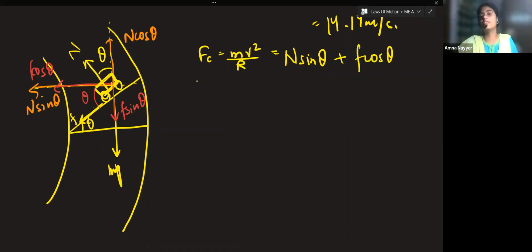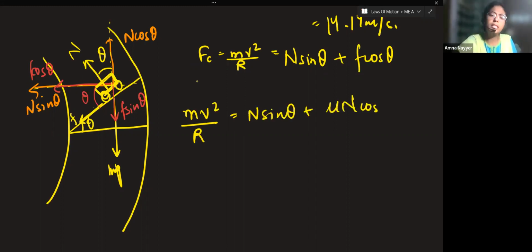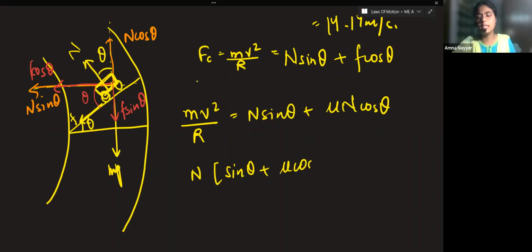And this frictional force can be written as mu n only. So mv square by r is equal to n sine theta plus mu n cos theta. Now in this equation, you can easily see n is common. Let's take n common. So n times sine theta plus mu cos theta is equal to mv square by r. Now leave this as it is.